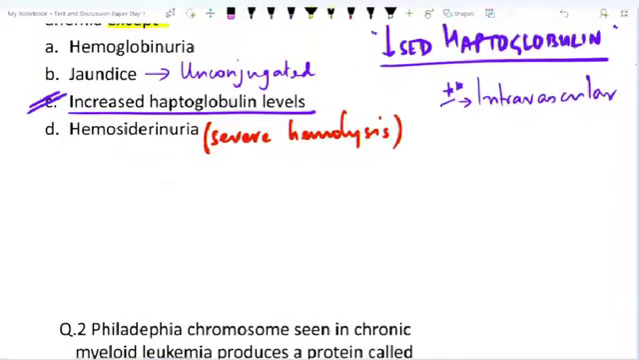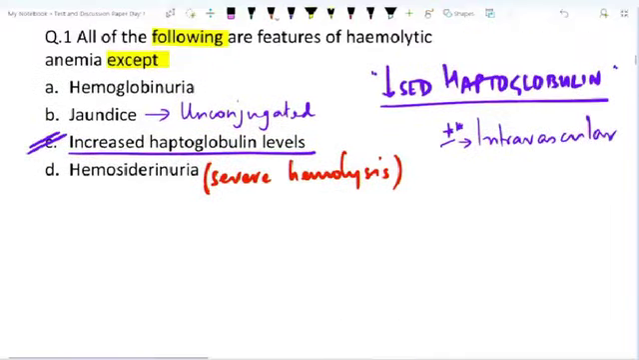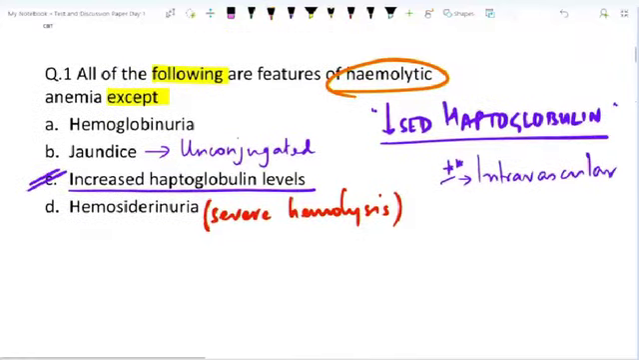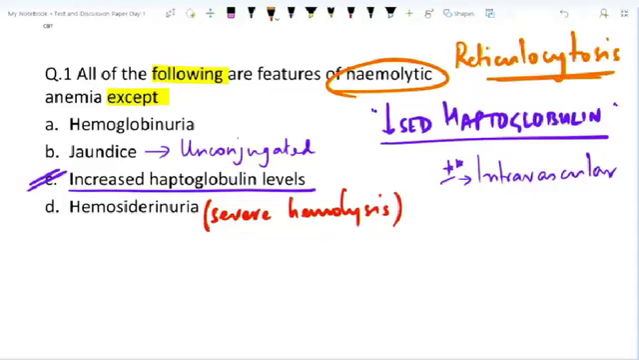What is the most important point under hemolytic anemia? Please remember there will be reticulocytosis. There will be reticulocytosis, an extremely important point.